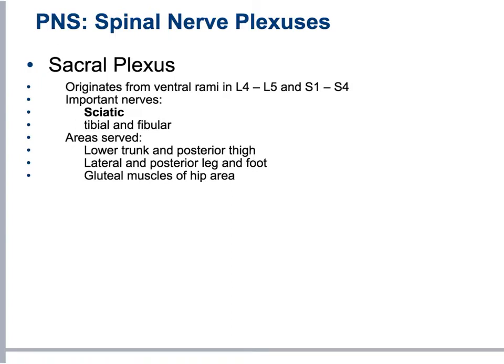And then we have the sacral plexus. This originates from ventral rami in L4, L5, and S1 to S4. So that last part of the vertebral column, those spinal nerves come out of. The important nerves here, sciatic, you probably have heard of that before, and the tibial and fibular nerves. All right, so this serves areas of the lower trunk, the posterior thigh, the back of the leg, and the lateral and posterior leg and foot.